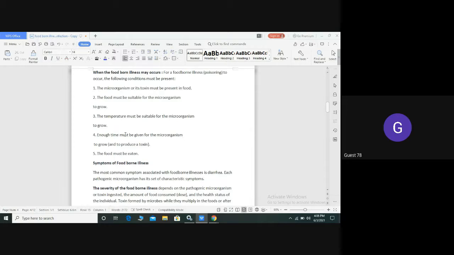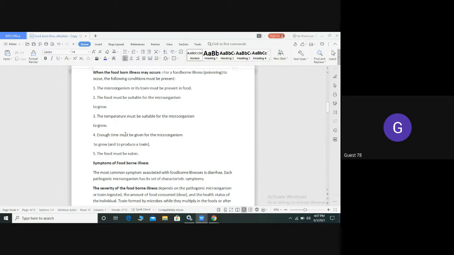First, microbes enter a particular food, and the food is not ingested quickly. It is kept for some time, and then it creates surroundings for the growth and development of microbes. And after growth, the microbes produce their toxin.